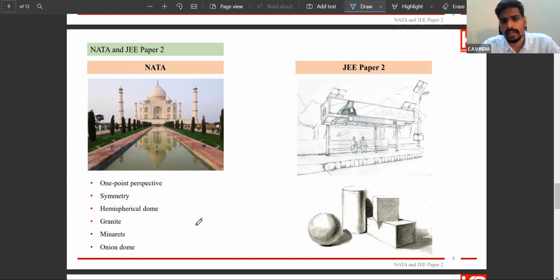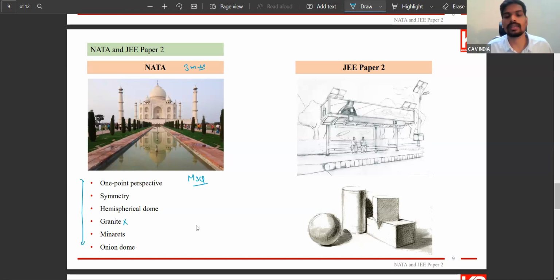But before I move towards how to prepare for the exam, I thought it would be interesting for you to know what type of questions are asked in NATA and JEE generally. In the NATA exam, the 3-mark questions are generally multiple select questions. They'll give you a picture. Obviously, everyone knows this building. This is the Taj Mahal. The picture will be given, and there will be multiple options at the bottom. You need to select the correct options.